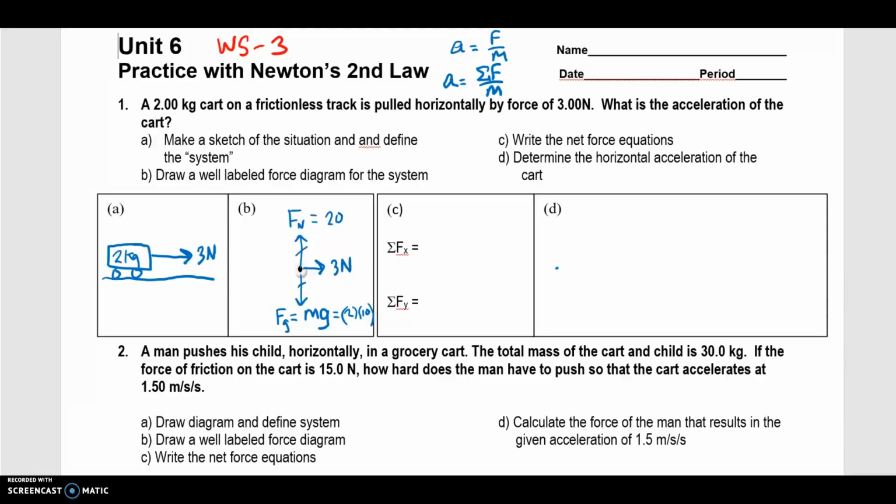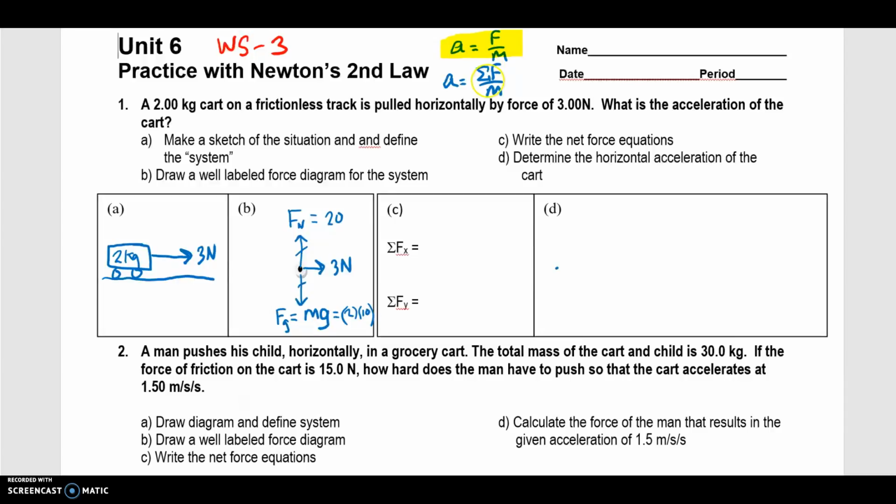All right, worksheet 3 is practicing using Newton's second law. I'm going to do the first one here as an example. They're all similar form. Newton's second law was introduced to you this way, with F being the net force.